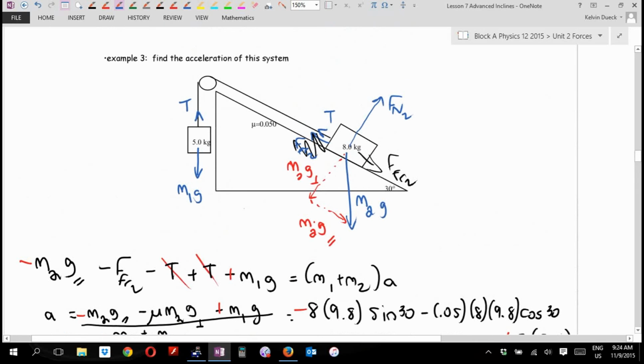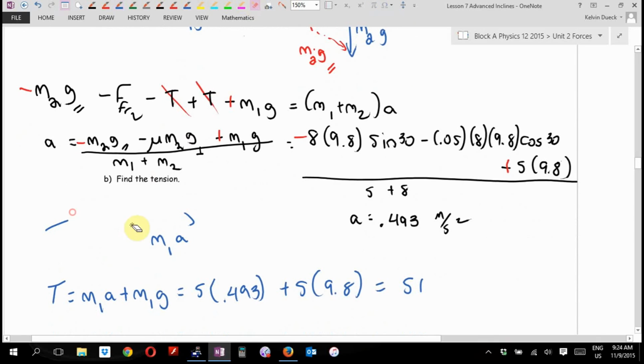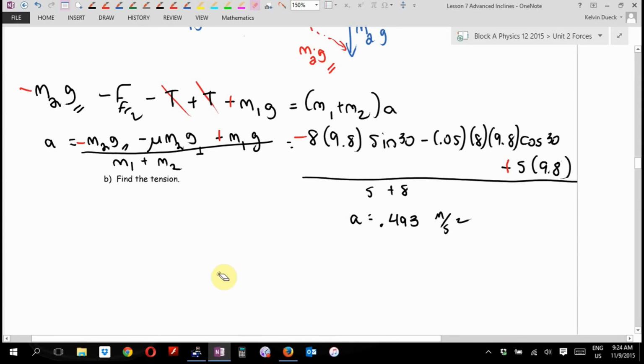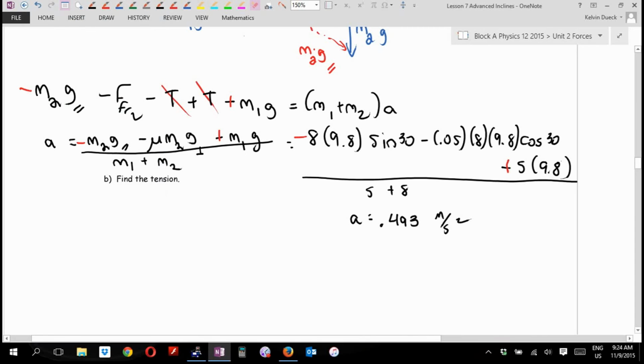Oh, we decided M1G was the winner. Well, that was dumb of me. I was still thinking that... Wow. That was terrible. Let's bring that back and get that answer stored back on my calculator. How about M1G minus tension equals M1A? Is that what you're saying? Sheesh.